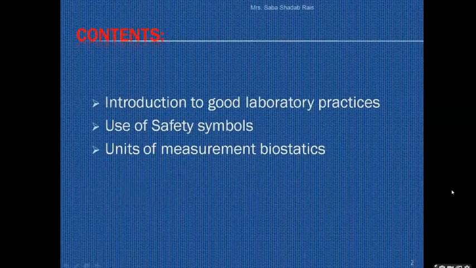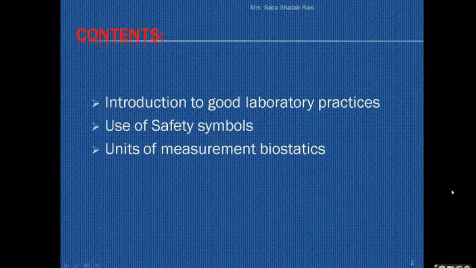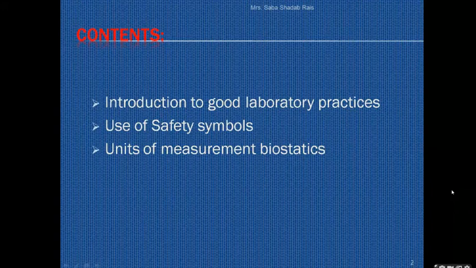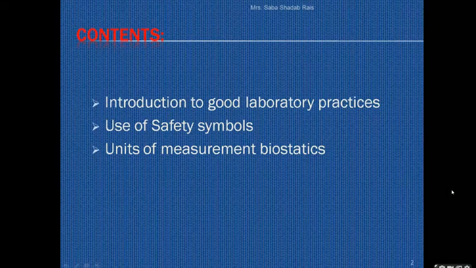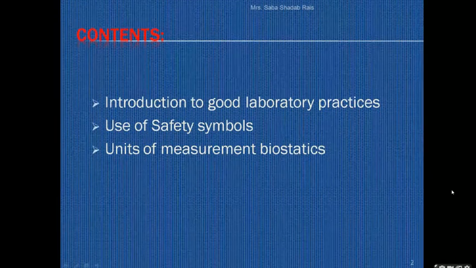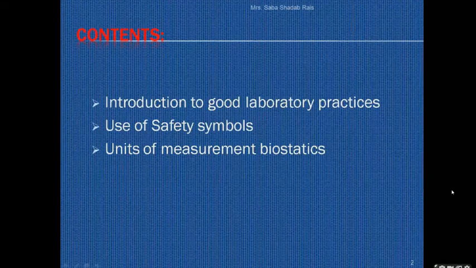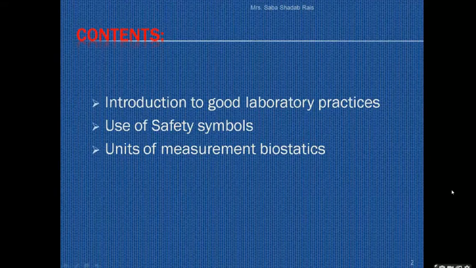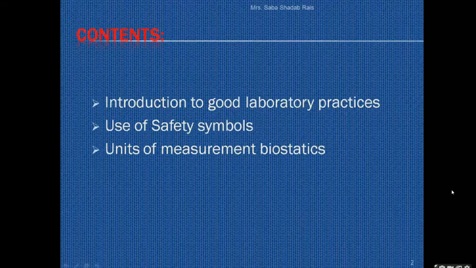So the content of this unit is Introduction to Good Laboratory Practices, that is GLP, then use of safety symbols, then unit of measurements. Unit of measurements and biostatistics are two different things. In unit of measurement, we will be talking about just units, like units used for measuring temperature. Thereafter, biostatistics is another calculation part that will be discussed in the same unit.